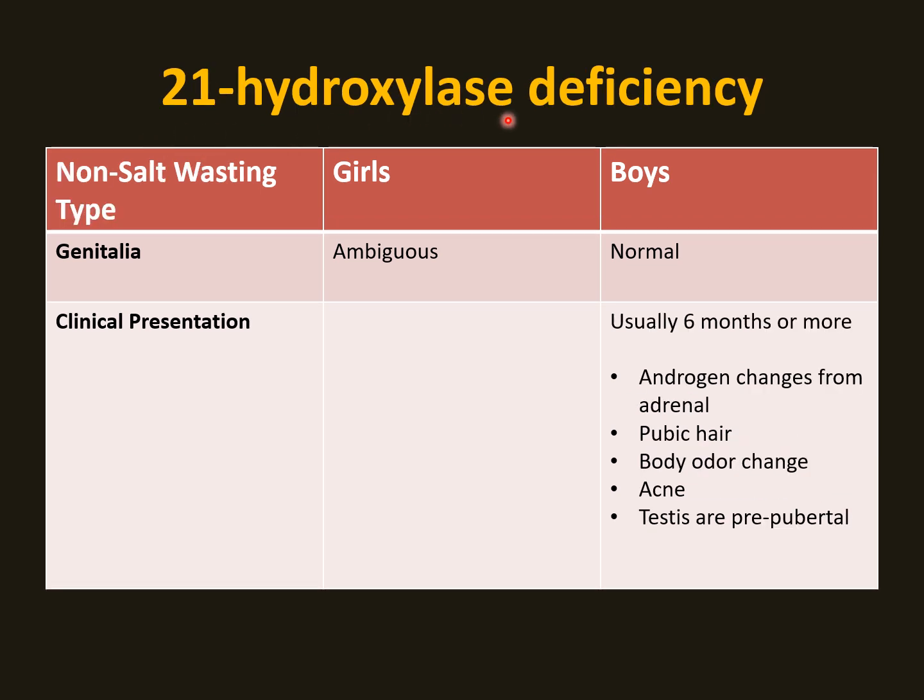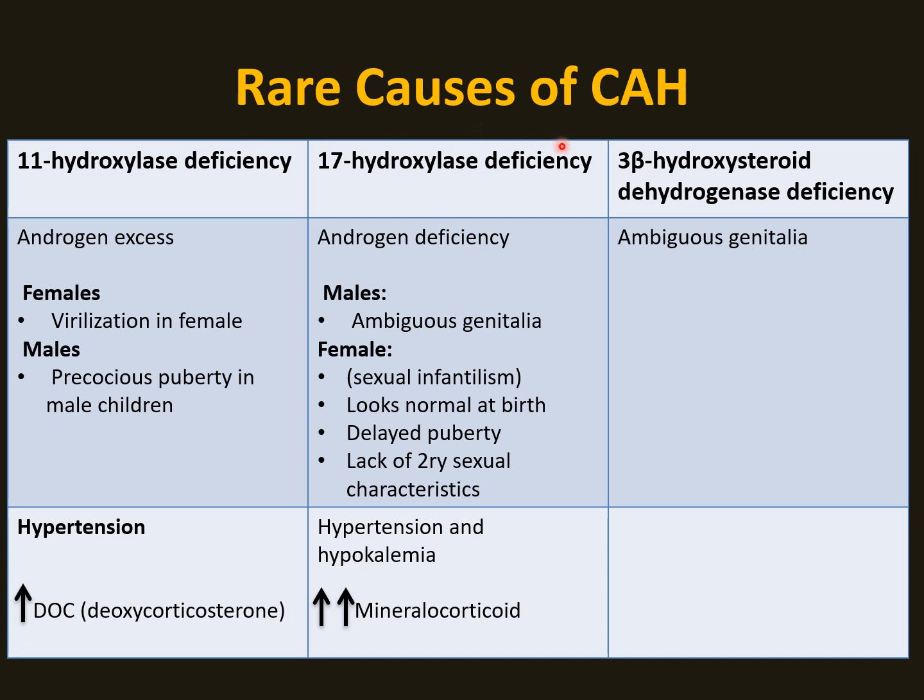In 21-hydroxylase deficiency, non-salt-wasting type, for the girls it will also be very easy to identify after birth because of ambiguous genitalia. For boys the presentation will be late because of normal genitalia, usually at 6 months or more, when they present with androgen changes from the adrenal: pubic hair, body odor change, acne. Testes usually are prepubertal. Rare causes of congenital adrenal hyperplasia: 11-hydroxylase deficiency, 17-hydroxylase deficiency, and 3-beta-hydroxysteroid dehydrogenase deficiency, which is extremely rare.